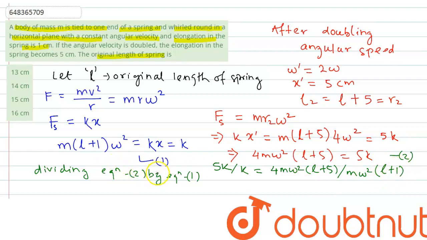So now these two k's will be cancelled out. Then m omega square will also be cancelled out. Then we will get the equation like this. We will get 5L plus 5, this will be 4L plus 20. Now if we simplify this, we will get L is equal to 20 minus 5. This will be 15 centimeter. So after the angular velocity is doubled, we are getting the original length 15 centimeter.